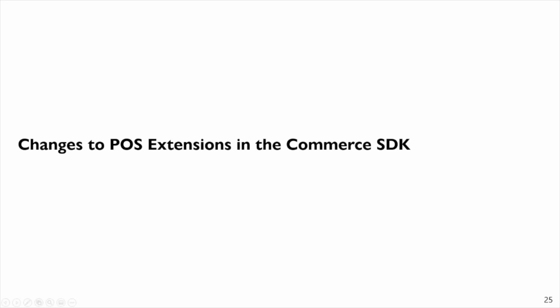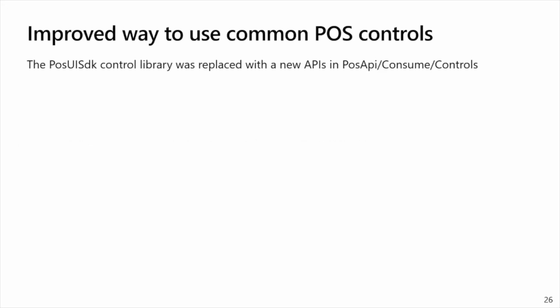With all that said, there were a couple of changes in the Commerce SDK that we needed to make as a part of the independent packaging process and making sure that we were fundamentally sound going forward. The first of those changes was to remove Knockout.js from all of our APIs, and as a part of that was the deprecation of the POS UI SDK control library, which in the new Commerce SDK has been replaced with a set of APIs under POS API consume and controls.